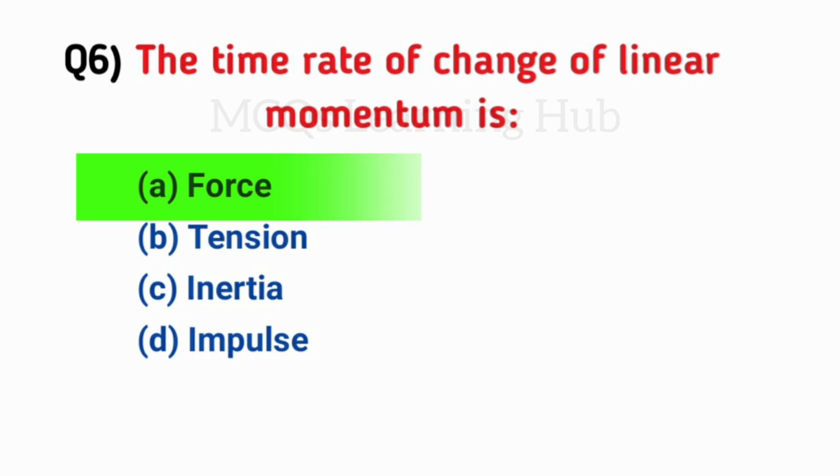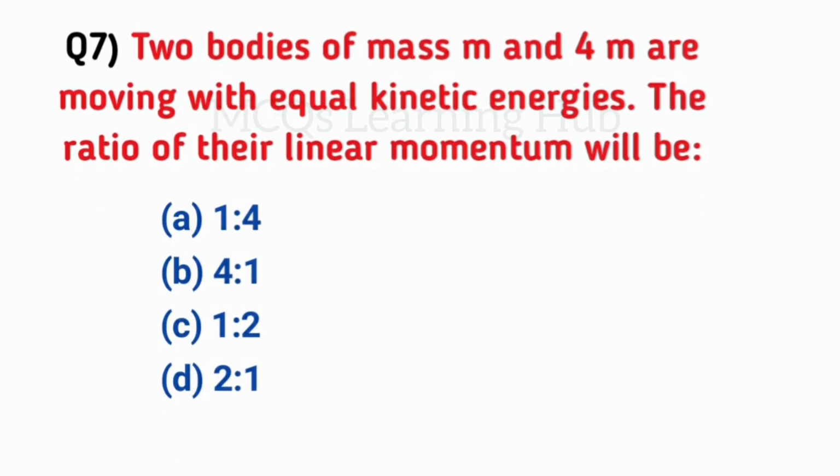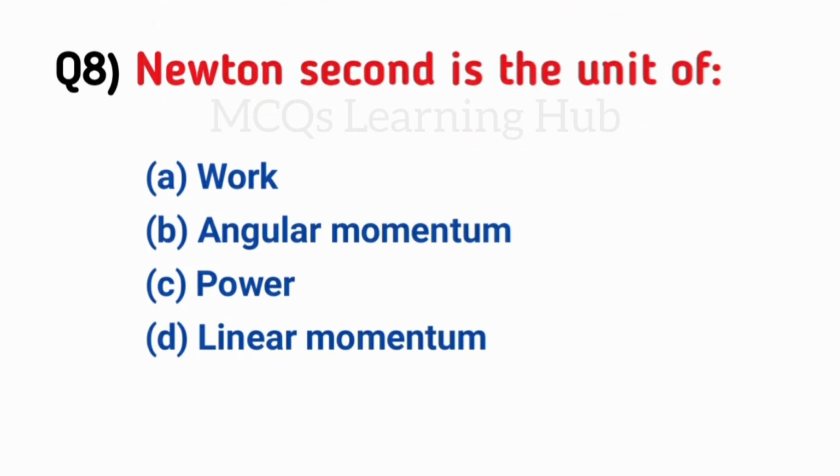Option A is correct. Two bodies of mass m and 4m are moving with equal kinetic energies. The ratio of their linear momentum will be. Option C is correct. Newton second is the unit of.